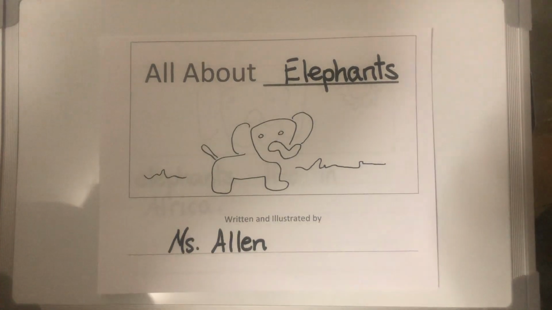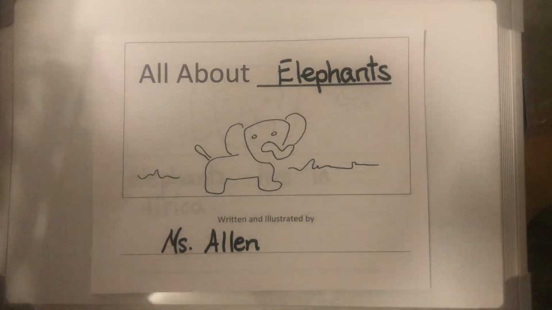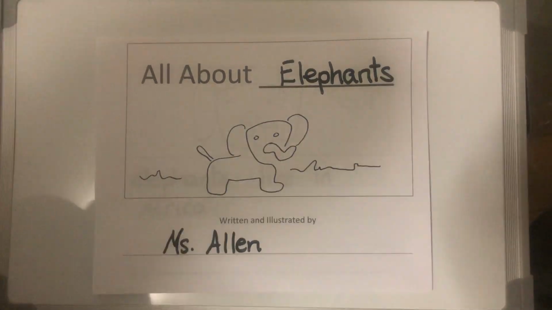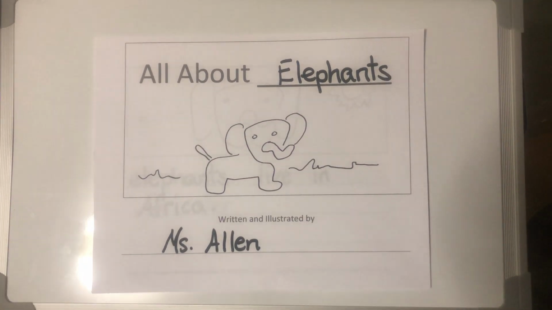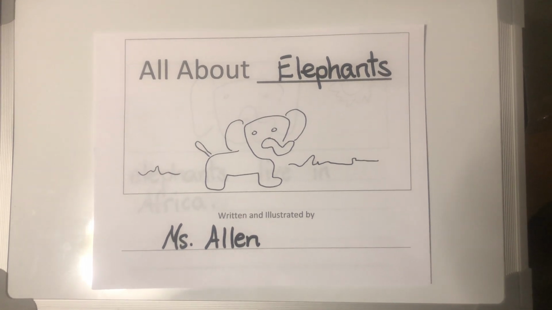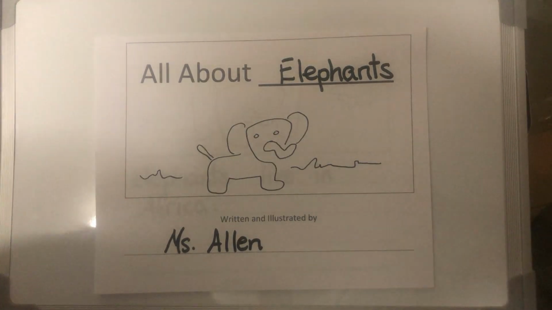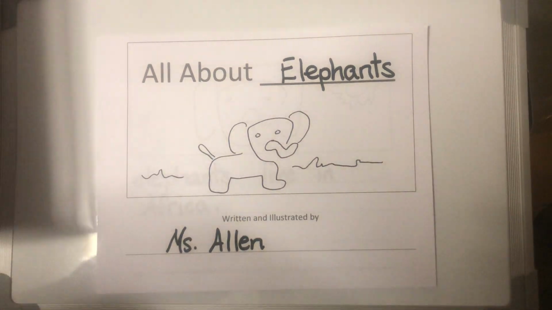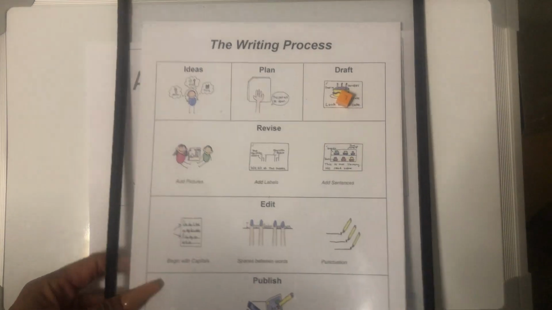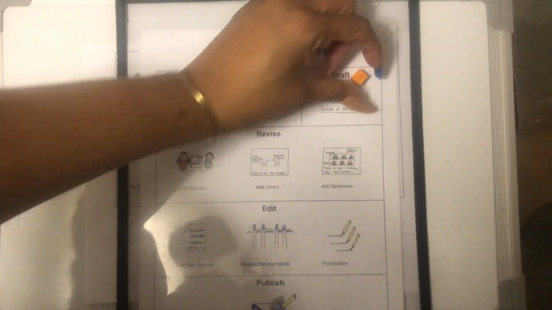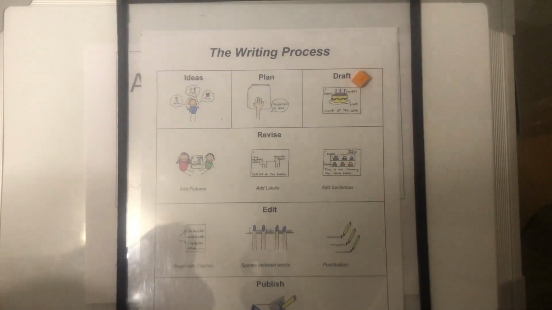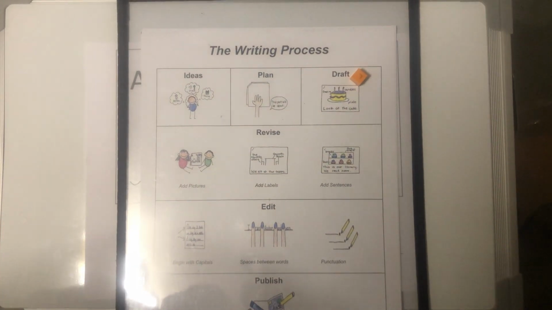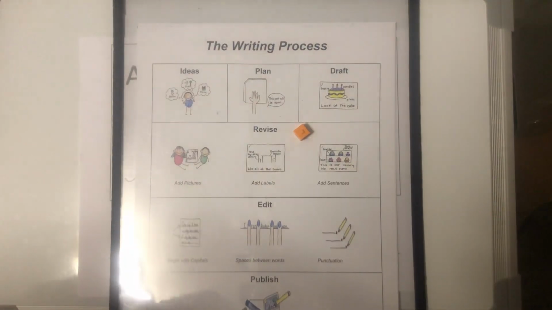This is Writing Workshop with Miss Allen, and we are working on our All About Elephants book. So, yesterday we did our drafting where we added labels and a sentence on each page. Now it's time to go to revision.